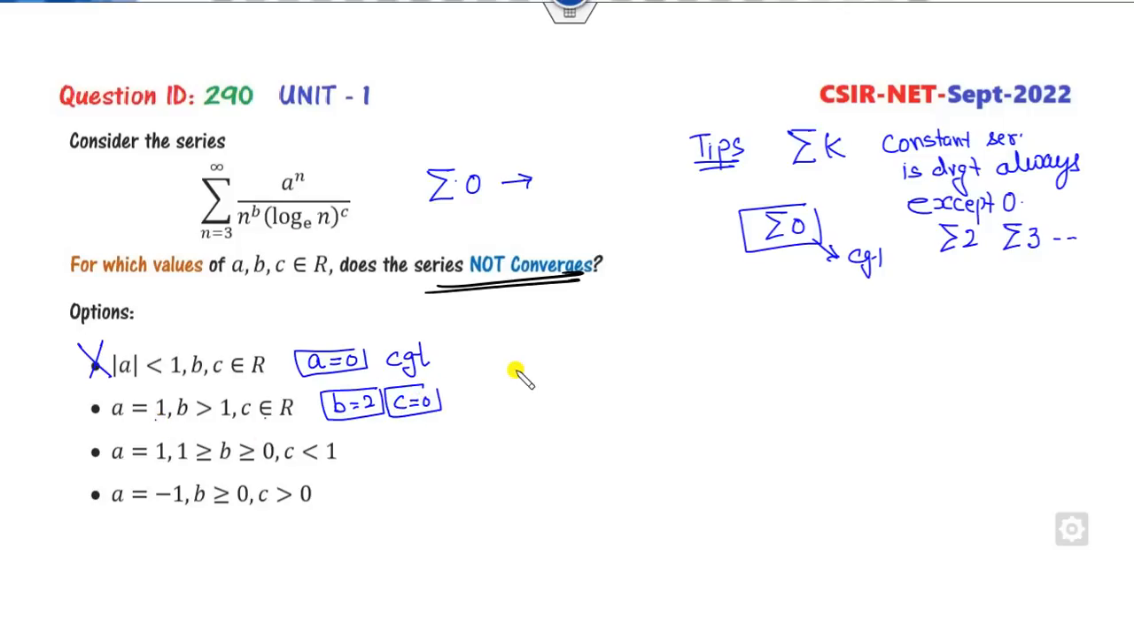So what is that? A is my 1. So it is 1 over n square. Anything to the power 0 is 1. So this is convergent by the p test. So this option is also cancelled.